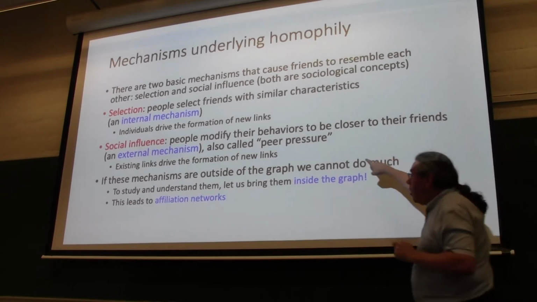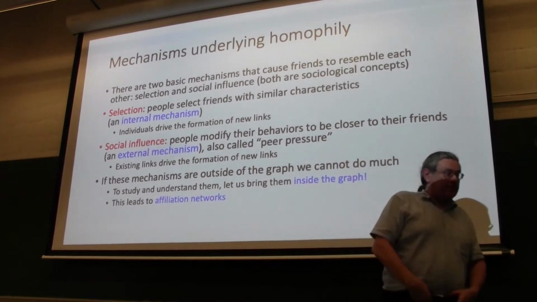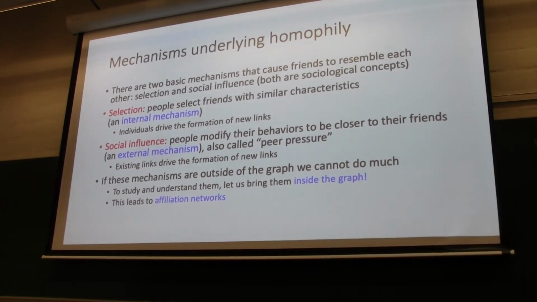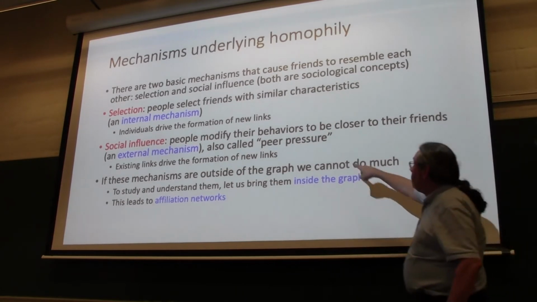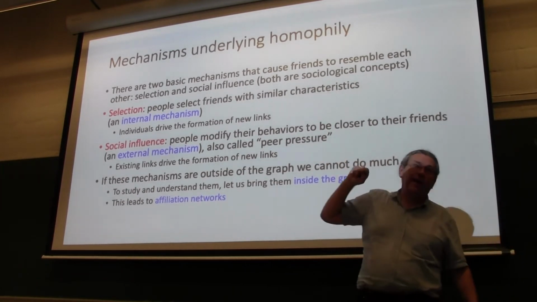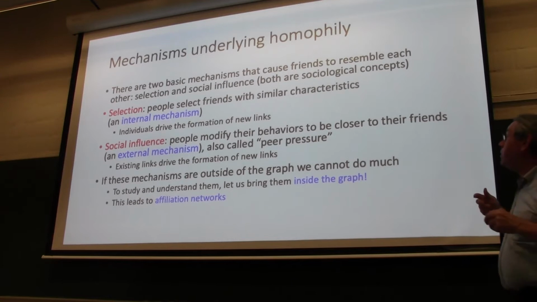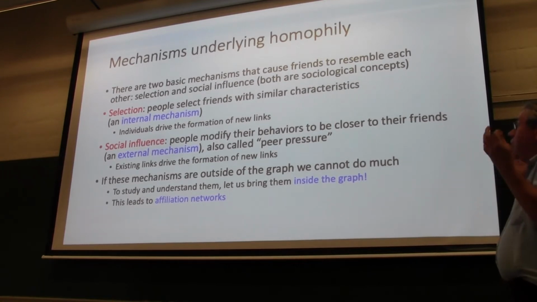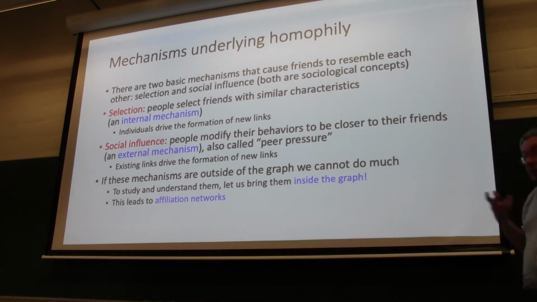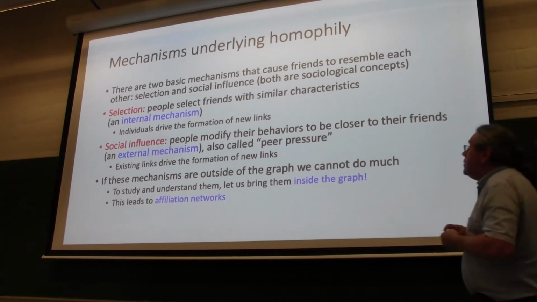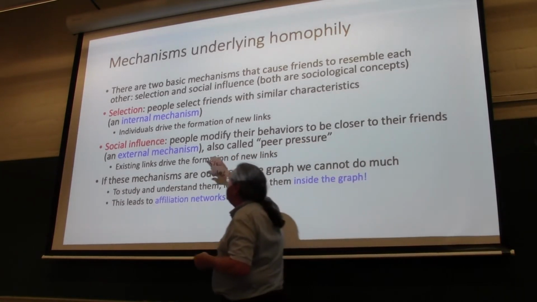And the other thing is an external mechanism. It's called social influence. It's also called peer pressure. Somehow the external world kind of forces me to become friends with certain people, to get to know them and so on. So maybe it was not my choice, but I get to know them and I can become friends, okay? So these are the 2 mechanisms.